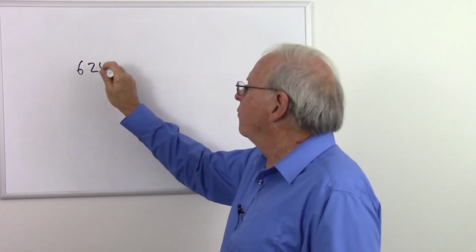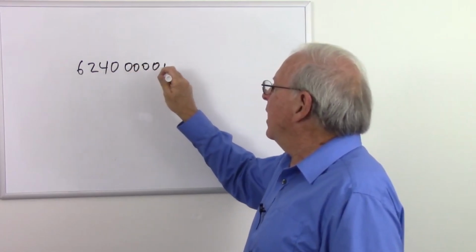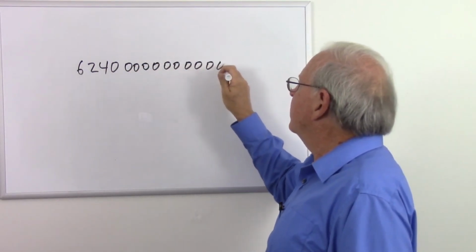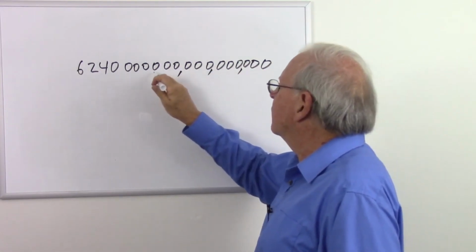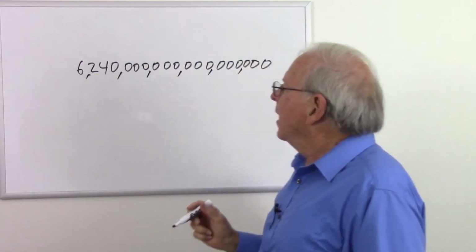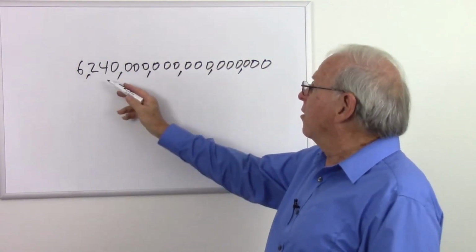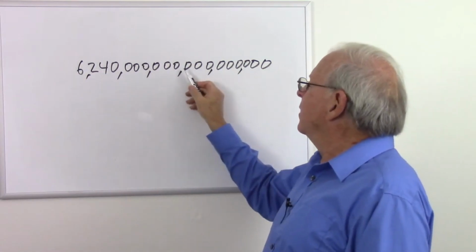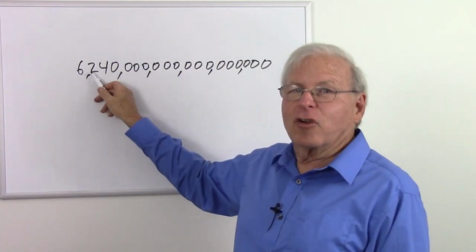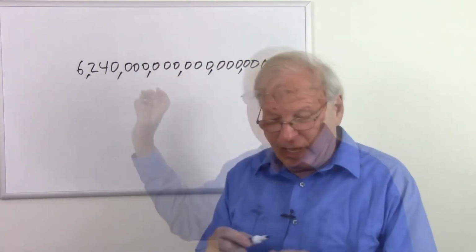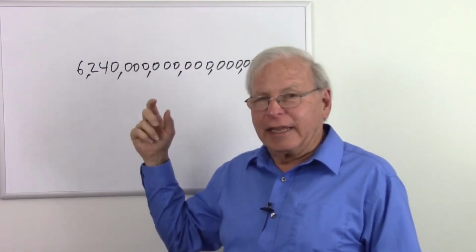6.24 followed by the digits counting up to 18 places. Put some commas in here just for good measure. There we go. So that's how many electrons are carried in 1 coulomb of charge. What is that? A million, billion, trillion, quadrillion, quintillion, 6 quintillion electrons. So that's how many electrons we have per thousandth of an inch in that wire.